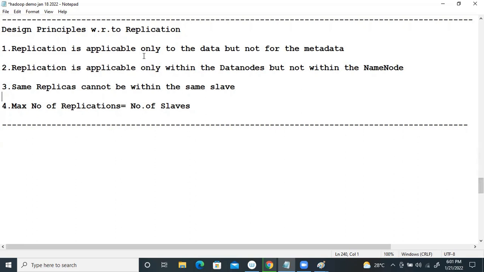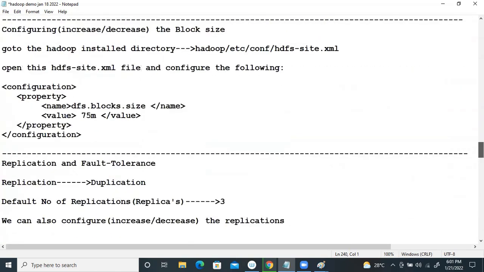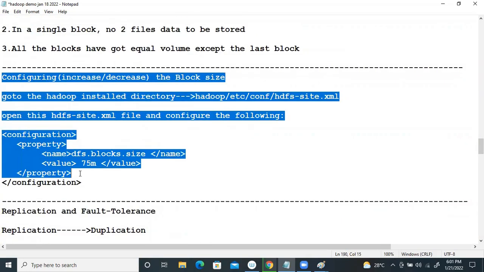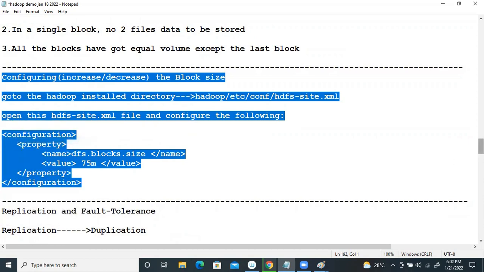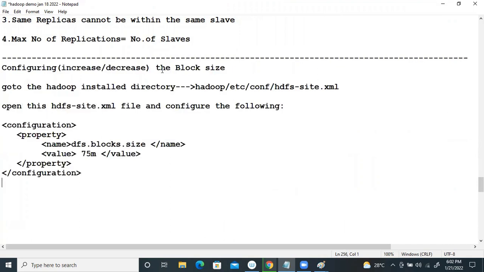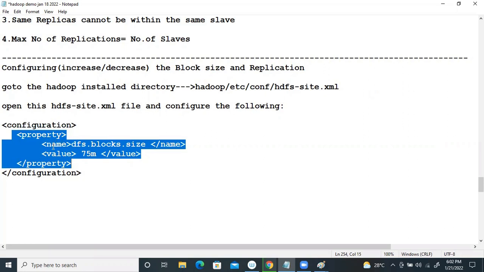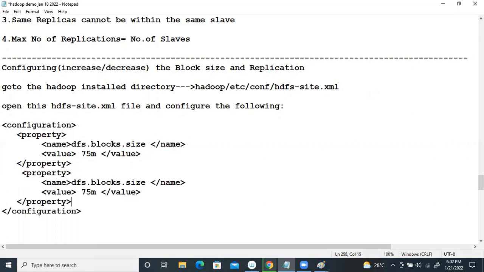There are design principles with respect to replication, right? Yes. And one more: configuring, increasing or decreasing the block size and the replication also, right? How can we increase or decrease the replication? Just this property. That is for block size. This one more property, I'll set it here in the same file.